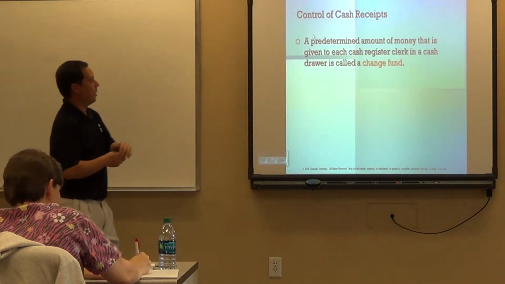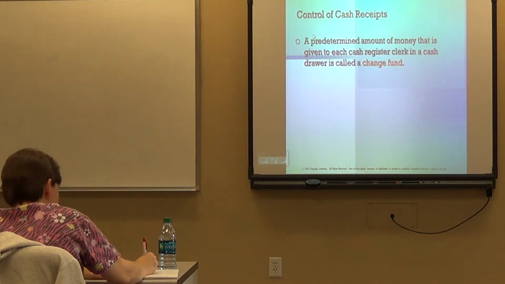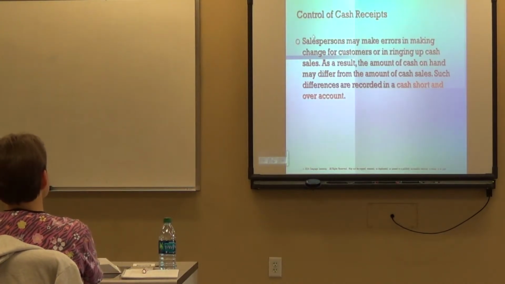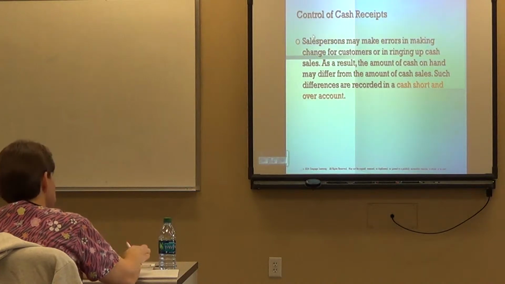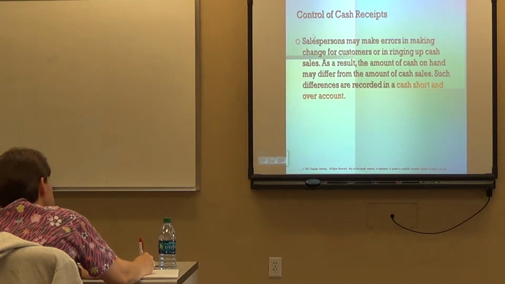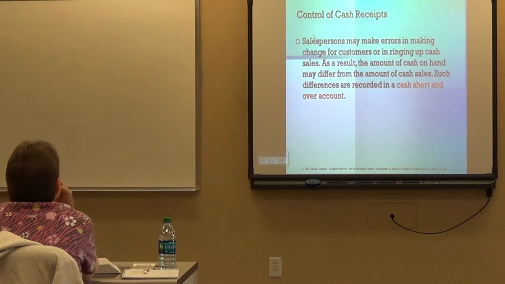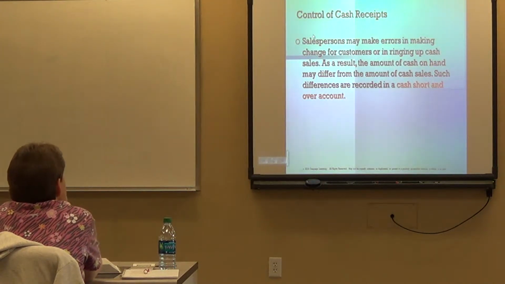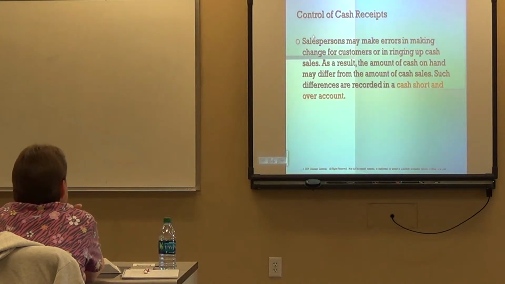A predetermined amount of money that is given to each cash register clerk in a cash drawer is called a change fund. That's what you start with. And then there's your control of cash receipts. Salespersons may make errors in making change for customers, which is why some registers now automatically spit out the change for you. You've probably seen that on a lot of registers, so they don't have that issue. As a result, the amount of cash on hand may differ from the amount of cash sales. That's short or over.